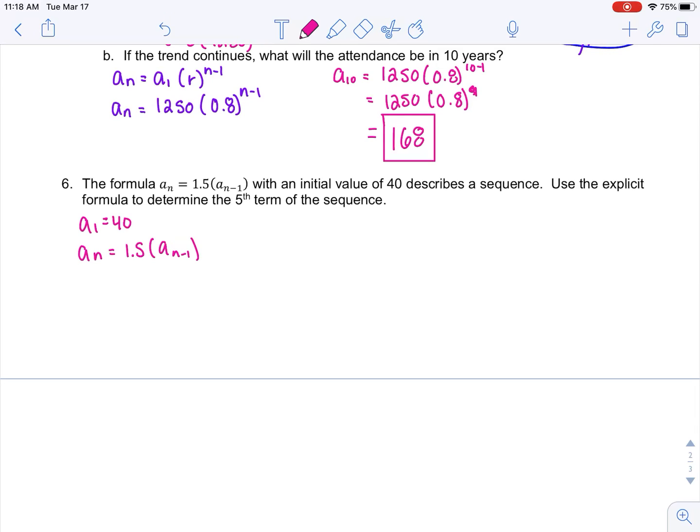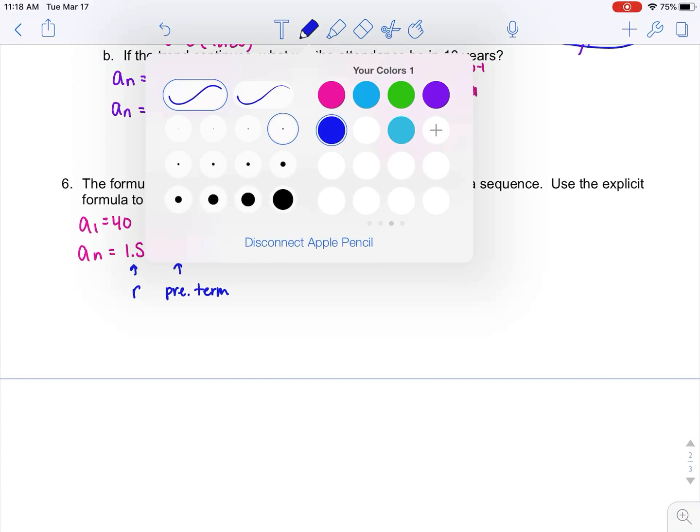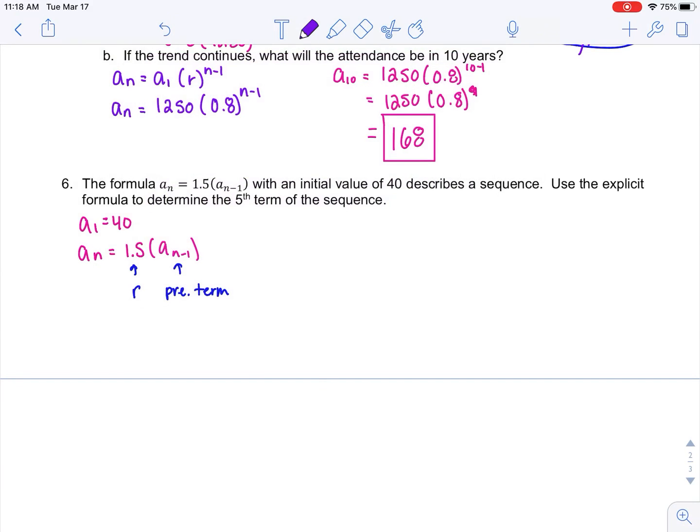So we need to find some stuff from our recursive formula that we need to use in our explicit formula. Remember, in the recursive formula, this is our rate, and this is our previous term. We're also told A1. So we know that A1 is 40. We know our rate, or our common ratio, is 1.5. We're going to need that in our explicit formula.